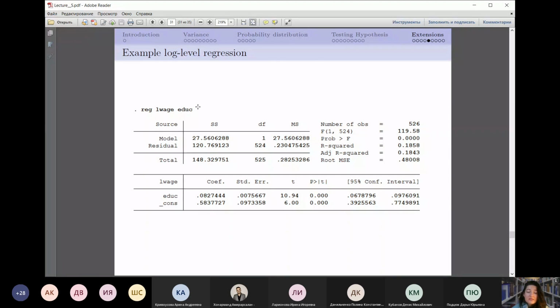Let's take a look at this data output from the regression analysis. So here you can see that the dependent variable is a logarithm of wage, and education, this is the independent variable, so we have a simple linear regression here.